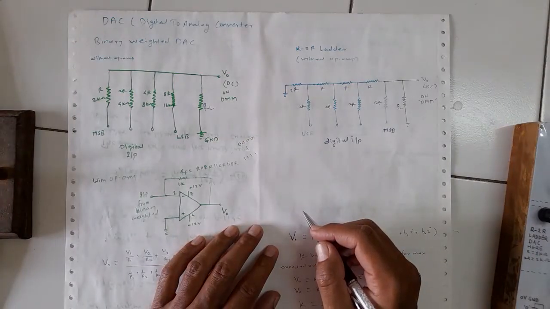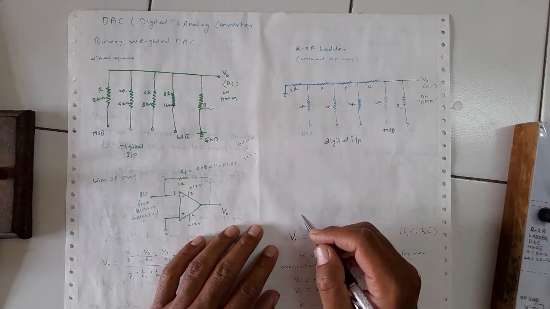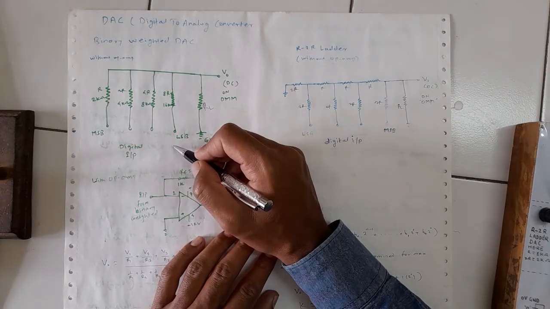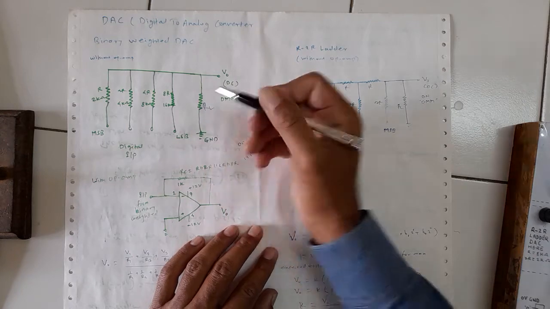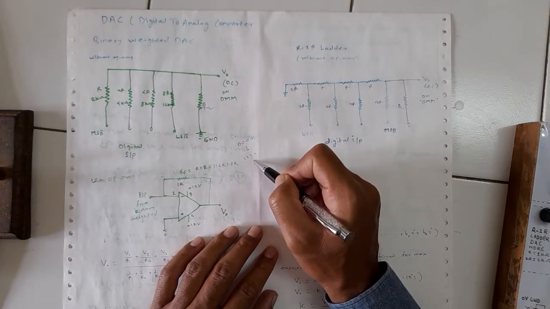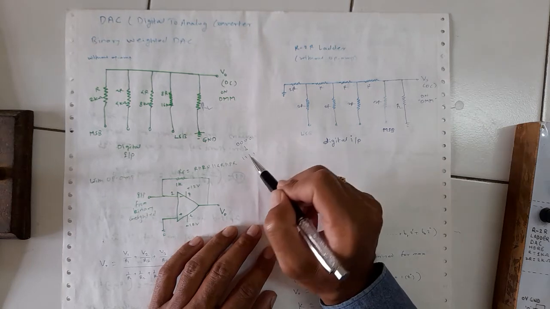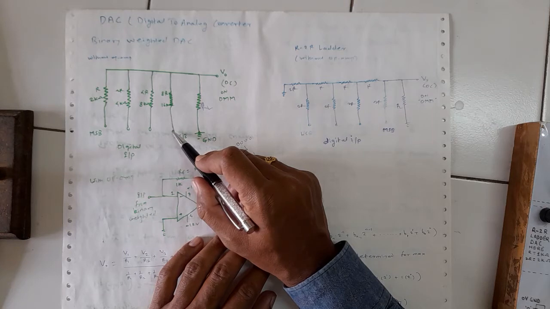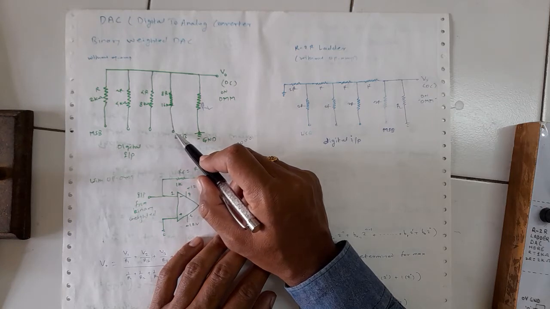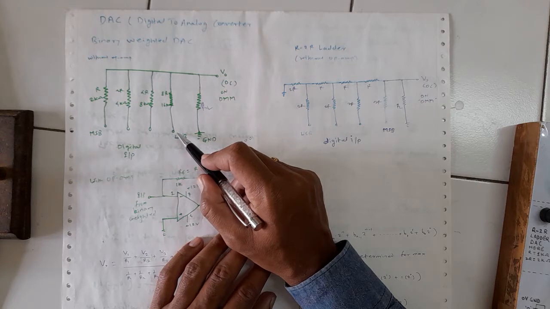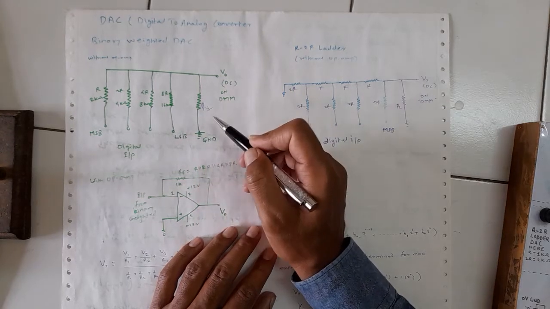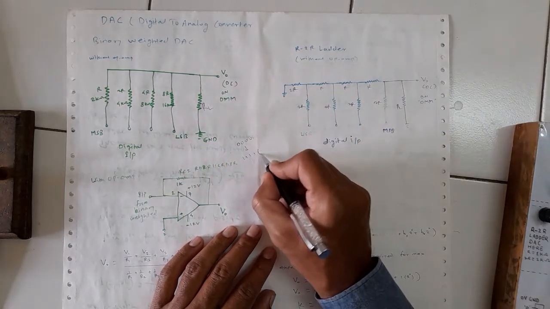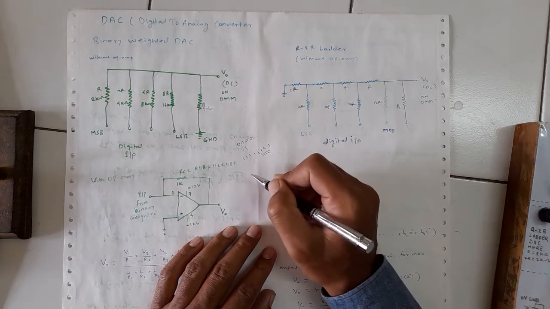Now when we assign the signal to one particular bit, how many steps are there? 15 steps are there. Now let us consider the smallest increment, that is at the LSB. We would like this bit to cause a change in the analog output that is equivalent to 1 by 15, because this corresponds to 15 in the decimal number system.